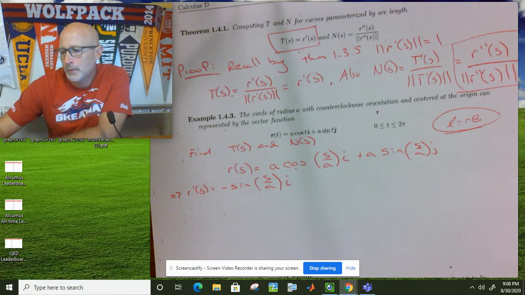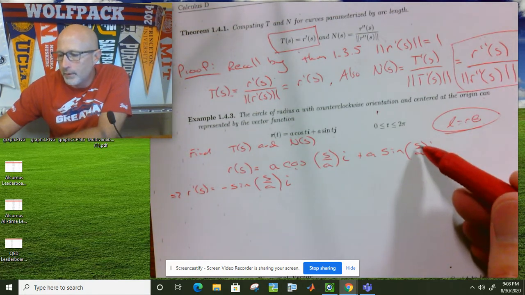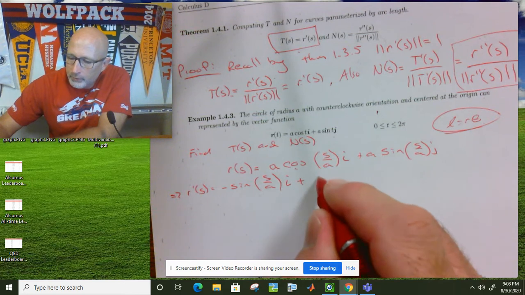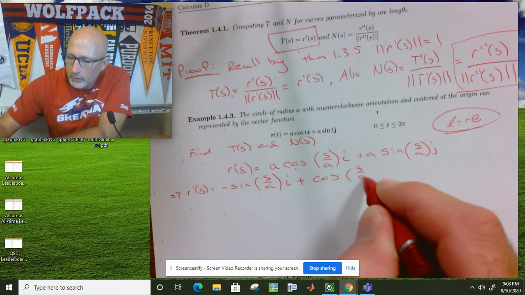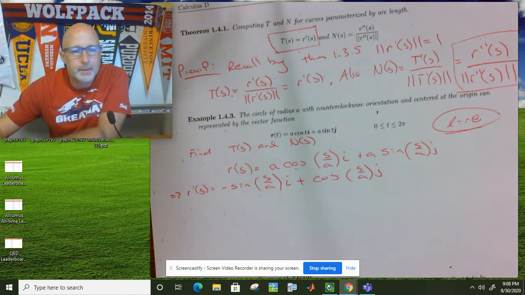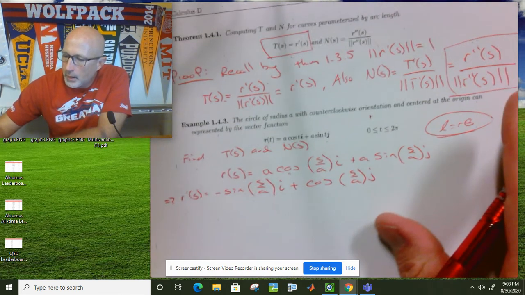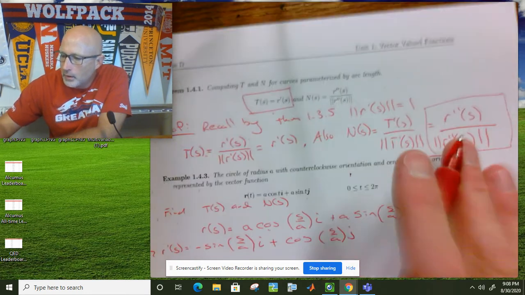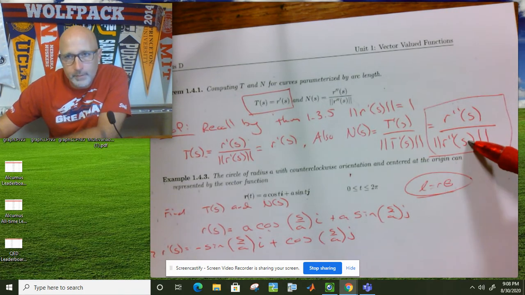Okay, same thing here. The derivative of s over a is 1 over a. The a's are going to cancel. So this is going to be plus cosine of s all over a j. Now I know I need the second derivative.